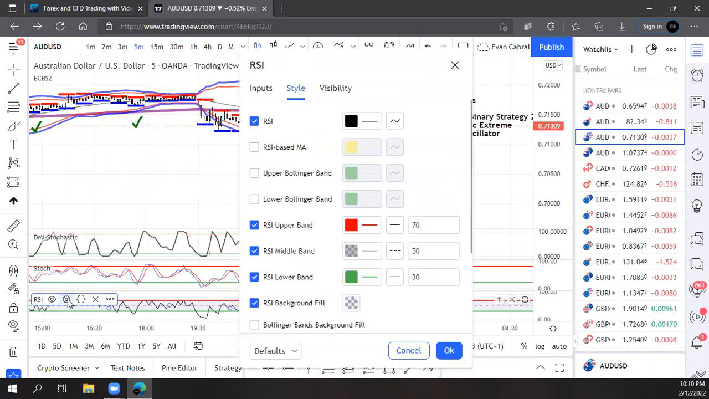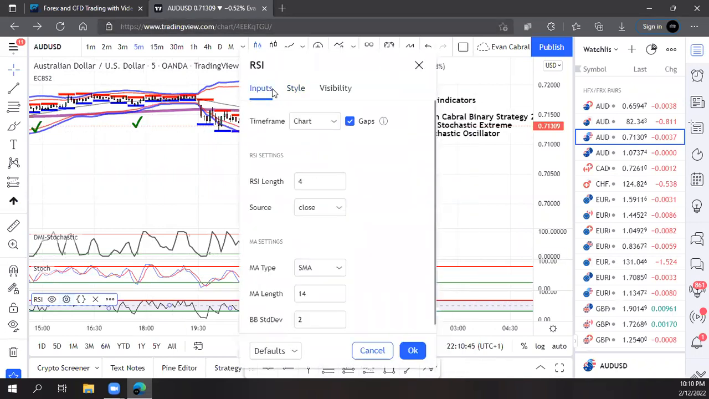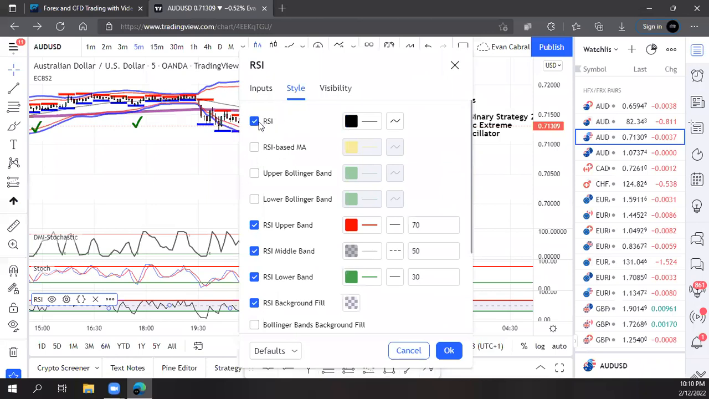Okay, so input, RSI length is 4. Make it 4. That's the only thing you're changing here. The style RSI, make it black. Untick RSI based MA, upper Bollinger Band, lower Bollinger Band. RSI upper band is going to be red. You can leave the middle one. It doesn't really matter. You don't really need it here. So the lower band is green.